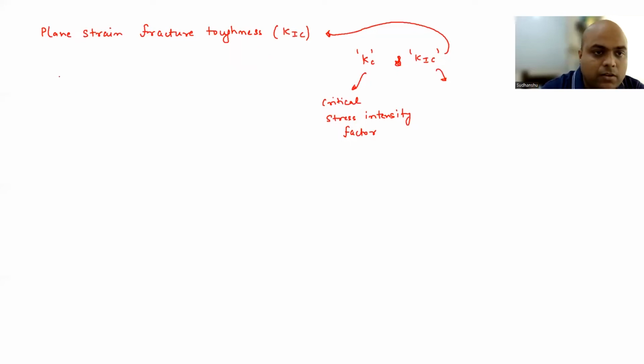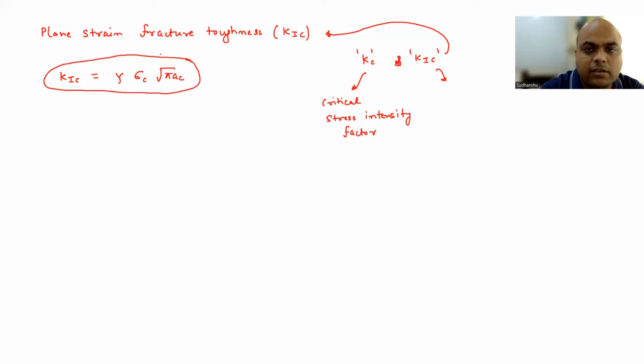Now we can write K1C same as Kc, Y sigma c root pi Ac, but here K1C is in plane strain condition. Now this K1C is a material constant, and if we fix the environment, it is not going to change. So it depends upon the material and environment. K1C varies with material and environment.